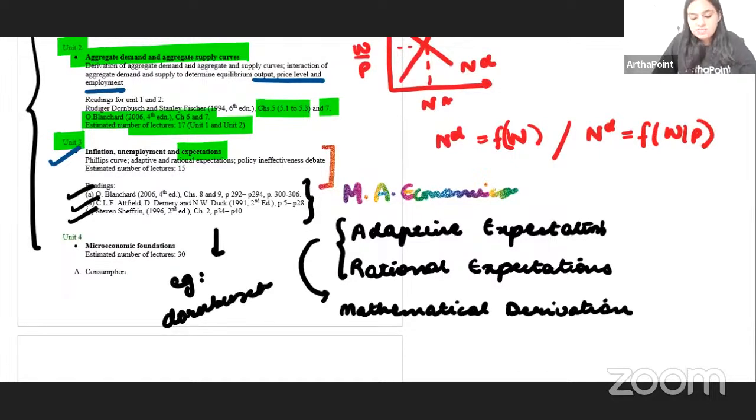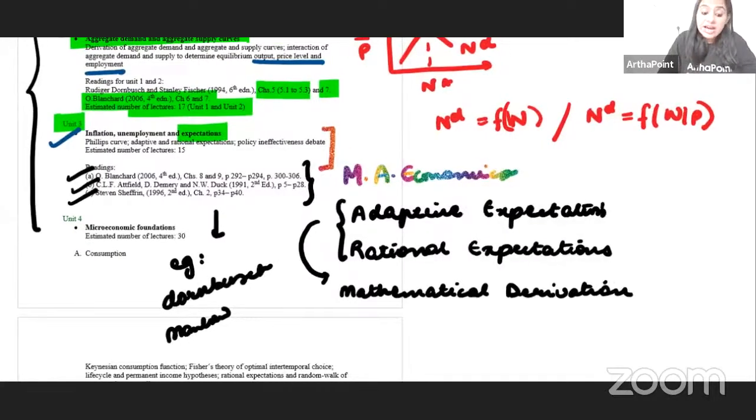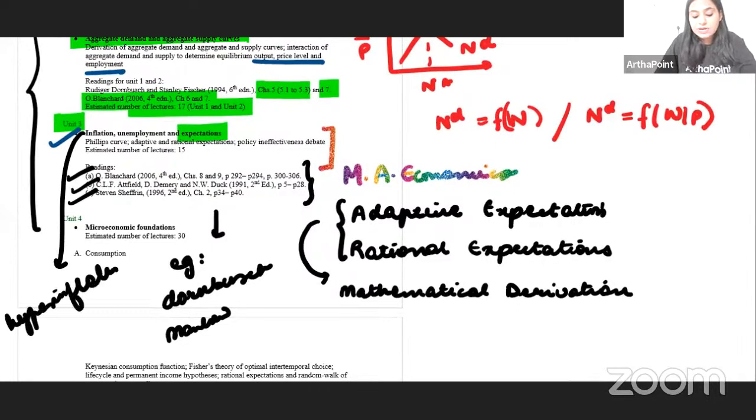No problem. Someone else recommends Mankiw. No problem. You should aim at doing the course. You should aim at understanding what is inflation, what is unemployment, what is hyperinflation, what is the equation of the Phillips curve, all of that. That is unit 3.